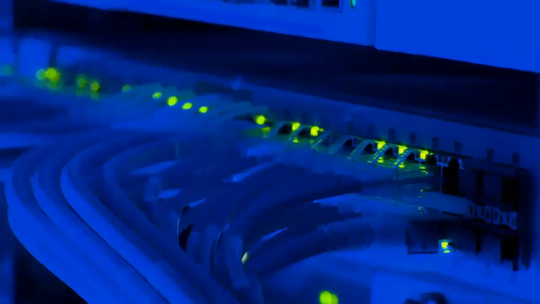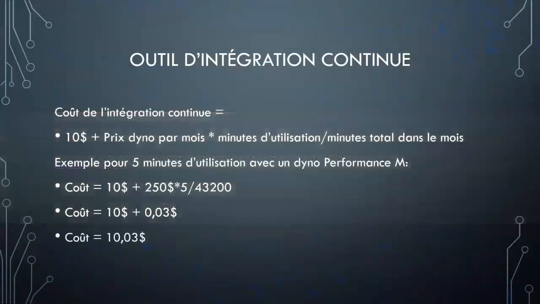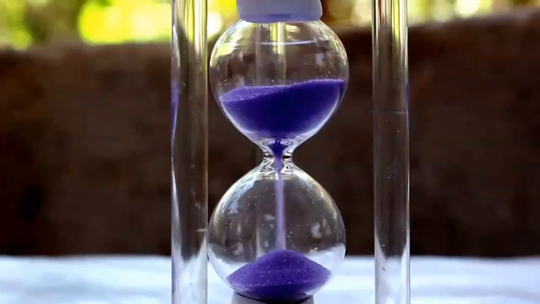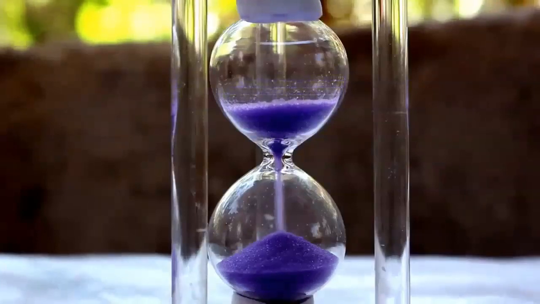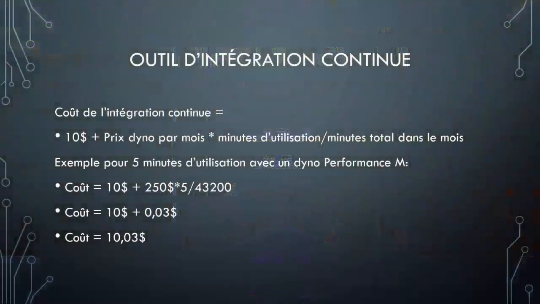To activate this extra testing step, it will cost you an extra $10 per month, but you will also be charged per minute that the dyno is running to perform the tests. The price of the continuous integration tool will cost you initially $10 plus the price of the dyno per month. So depending on the dyno used, the cost will be more or less considerable. Multiply by the number of minutes used divided by the total number of minutes in the month.